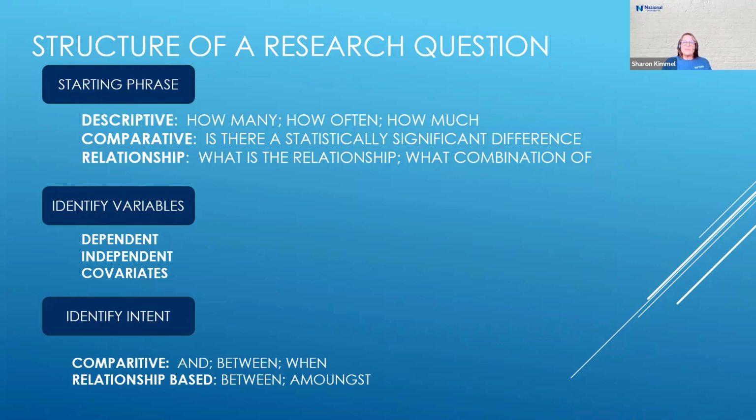We already briefly went over, but there are 3 primary types of research design that you'll probably use or see within a dissertation research study. And likewise, there are different types of research questions. There is the descriptive type of research question, which basically asks how many, how often, how much. What you're doing is you're describing your data.